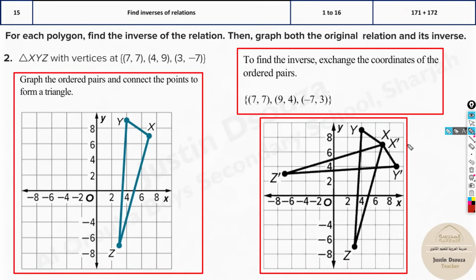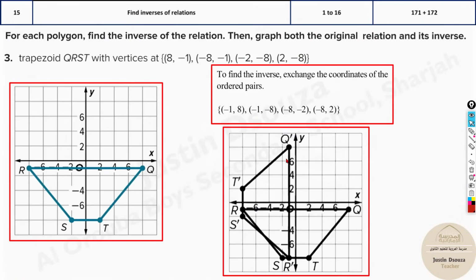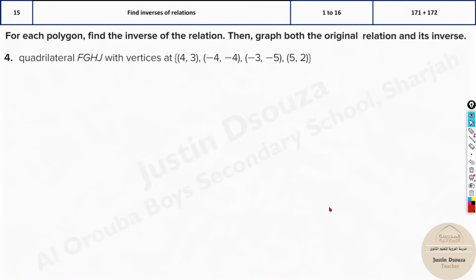Now imagine your options are 4 options with only this inverse graph. Then don't worry, look at a point. Write the x and y coordinate. x is 3, comma y is minus 7. So swap it up, it'll be minus 7, comma 3. It should be minus 7 and 3. Z becomes Z prime or Z dash. So this is how easily you can solve all these problems. Please do these by yourselves. They are pretty straightforward over here.